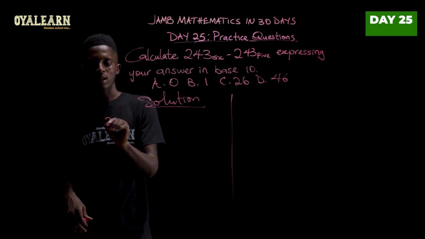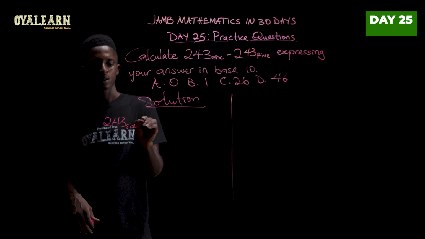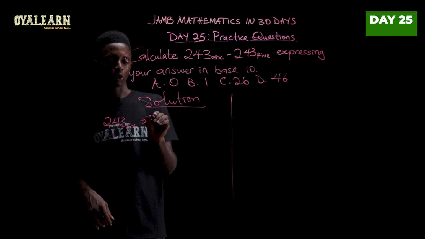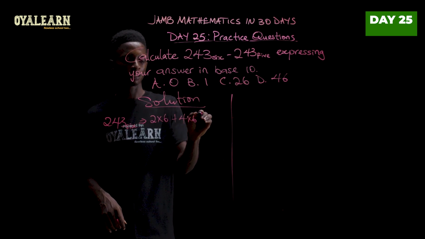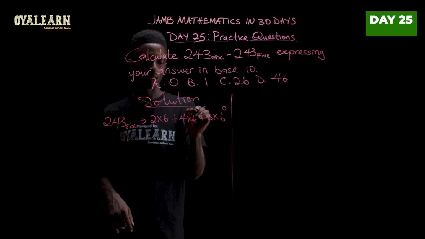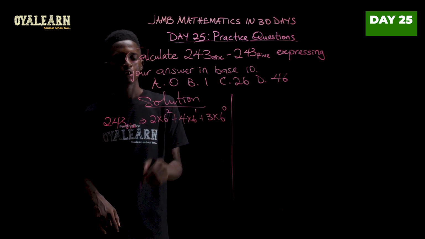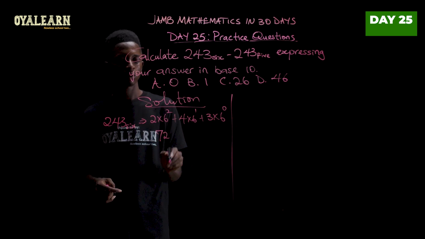Let's start with 243 base 6. Taking this to base 10, we're going to be having 2 times 6 plus 4 times 6 plus 3 times 6. So this power will be 0, 1, and then 2. 6 squared, that is 36. 36 times 2, and we have 72.